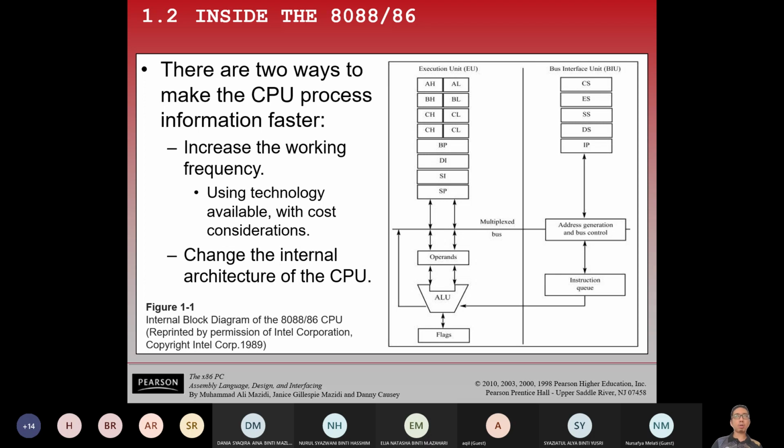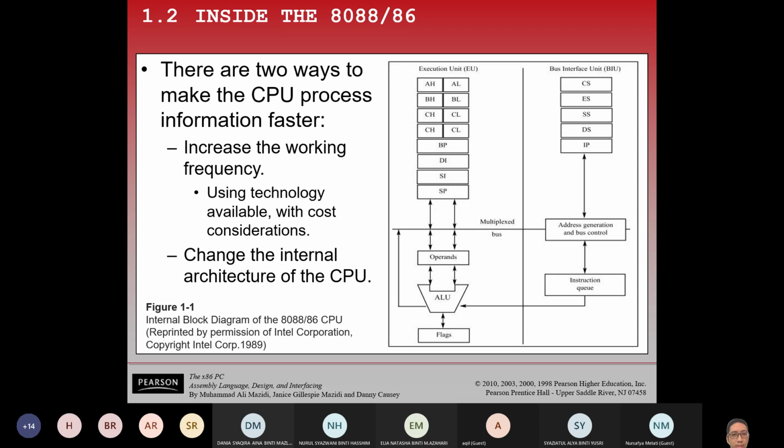One more thing is by changing. There are two ways: either you change the frequency or you change the internal architecture of the CPU. As you can see from the figure, that's basically the architecture of the microprocessor.